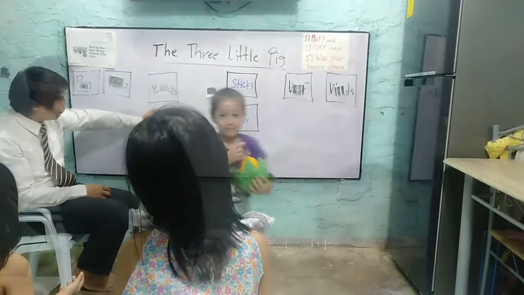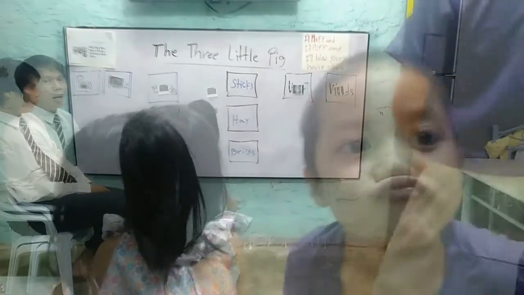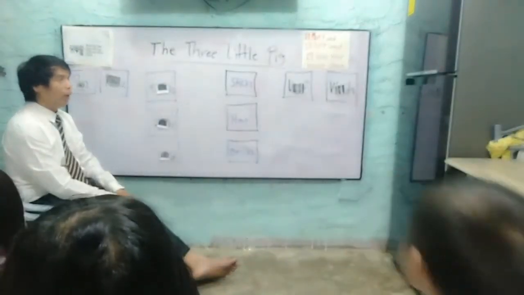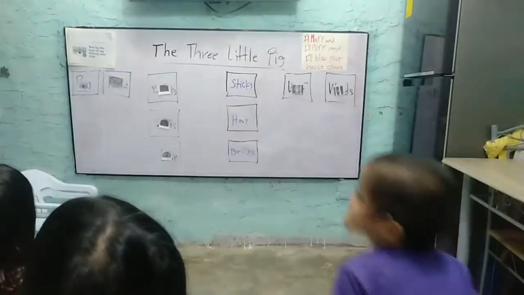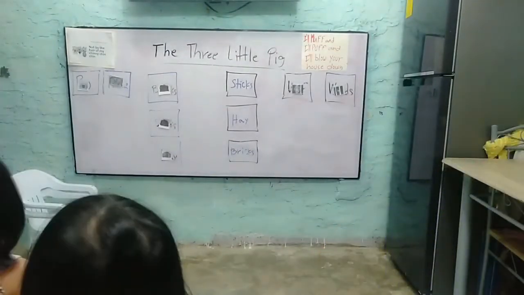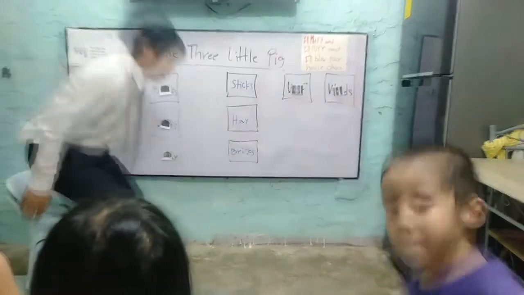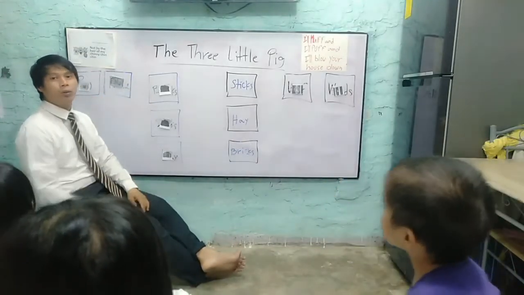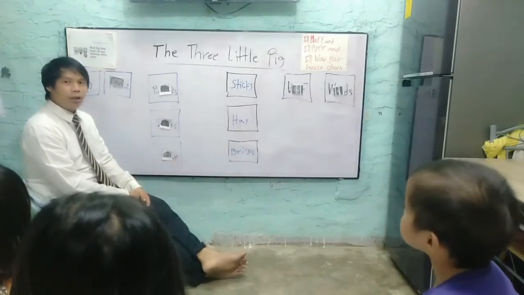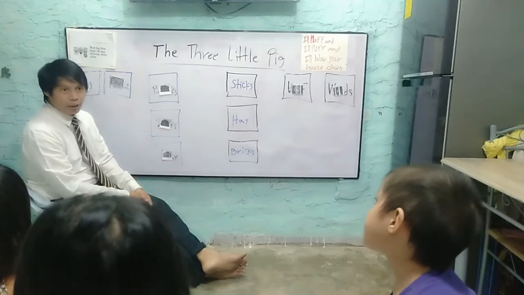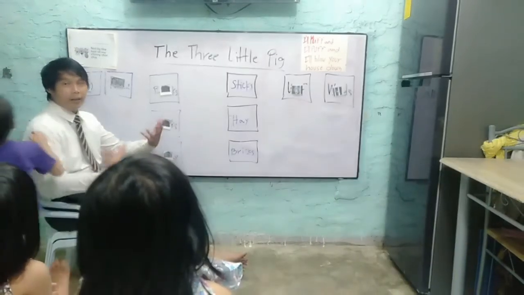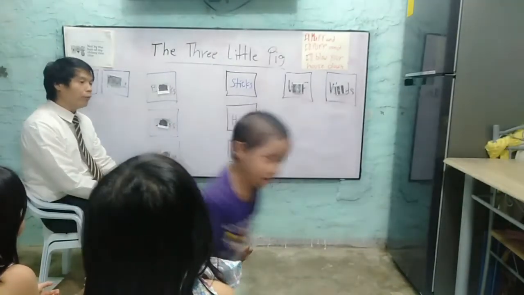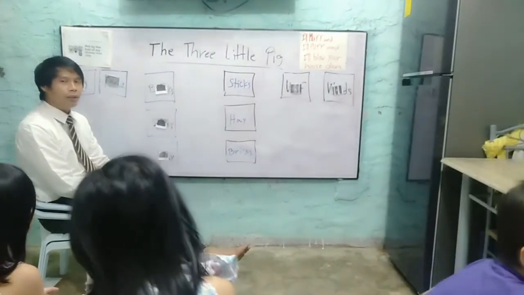Okay. I will now share with you the story of the three little pigs and the big bad wolf. Okay, come on now. Wow, that's a pig. Okay, we move on to our story. There are three little pigs. The three little pigs wanted to go outside and live in the woods and make their own house. They want to build their own house because they are big now, they're grown up already. They want to have their own house and live in it.